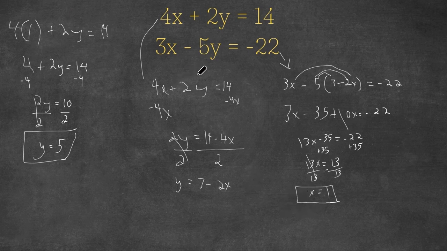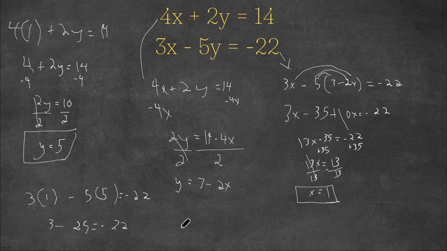So now what we're going to do to check our solution is plug these two into our second equation. So this would result in 3 times 1, because x is 1, minus 5 times 5, because y is 5, equals negative 22. 3 times 1 is 3, minus 5 times 5 is 25, equals negative 22.